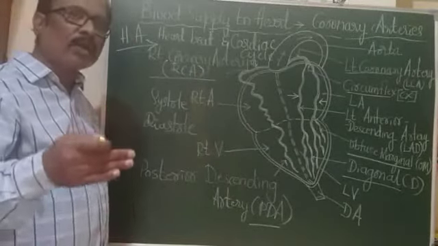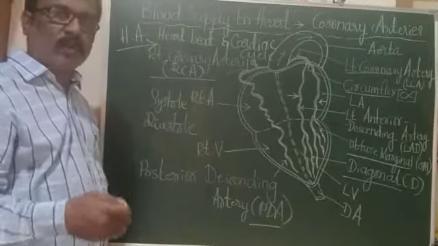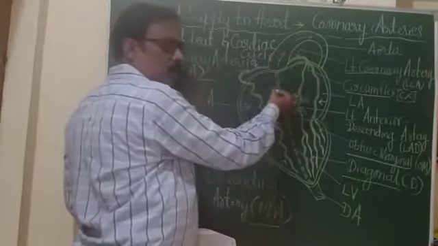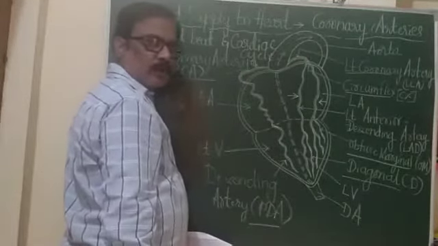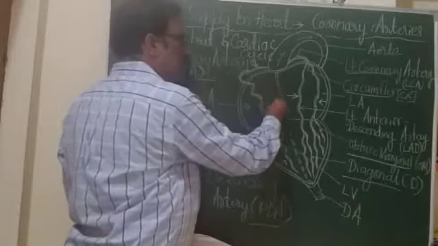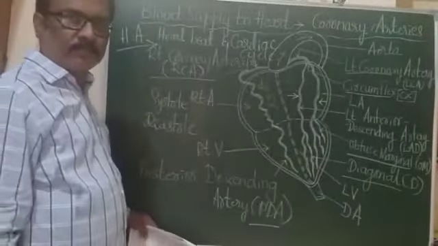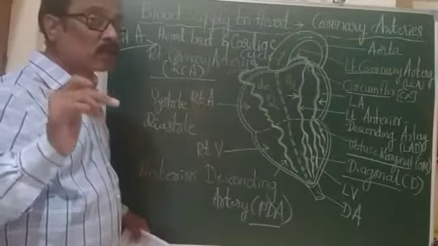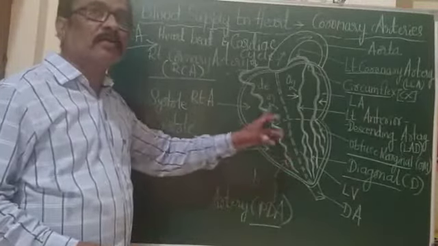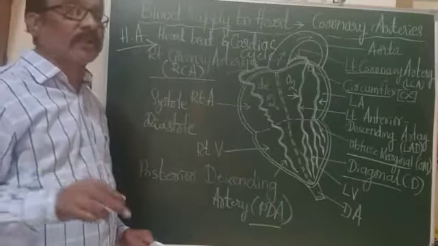During auricular diastole, means during relaxation, during expansion of these auricles, the auricles are filled with blood. Auricles are filled with blood means the right auricle is with deoxygenated blood, left auricle is with oxygenated blood. That is during auricular diastole. At that time, the ventricles are in systolic state. Remember that.